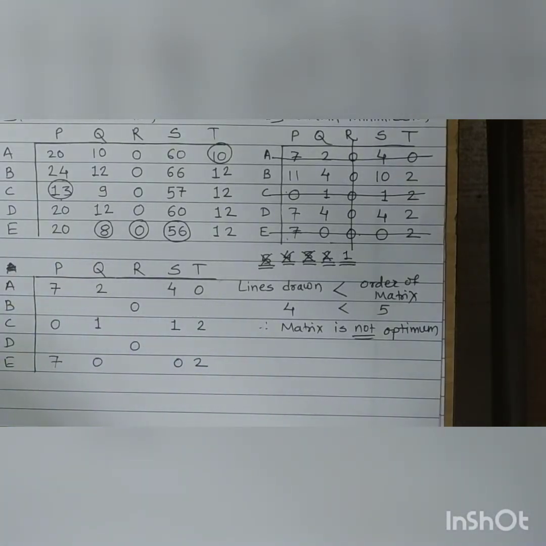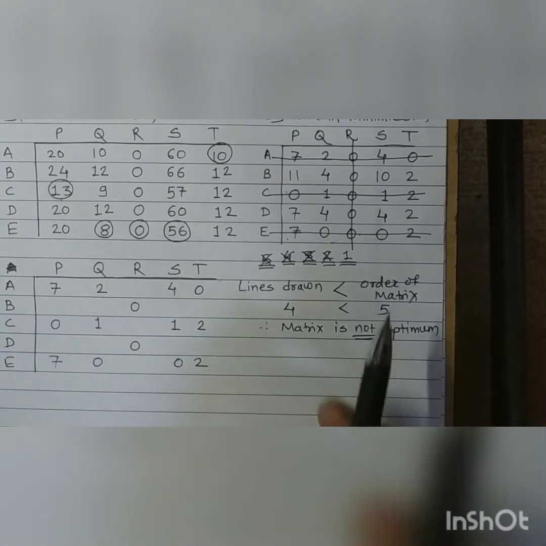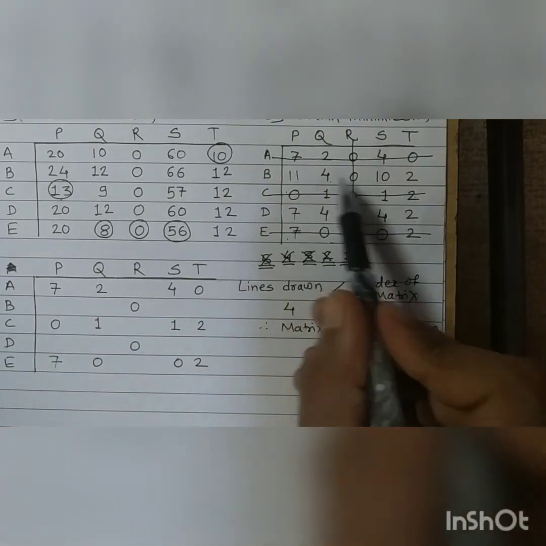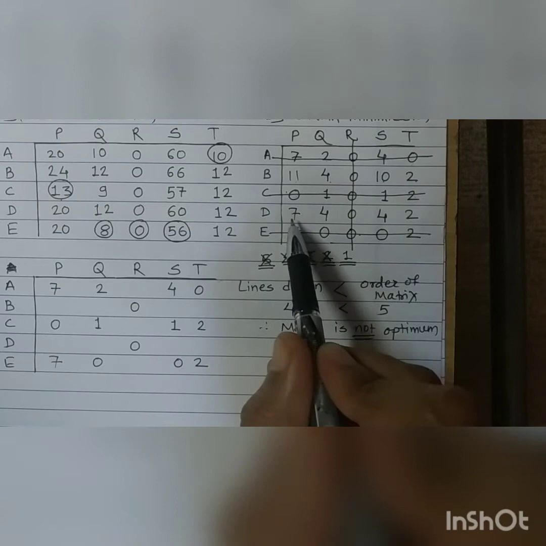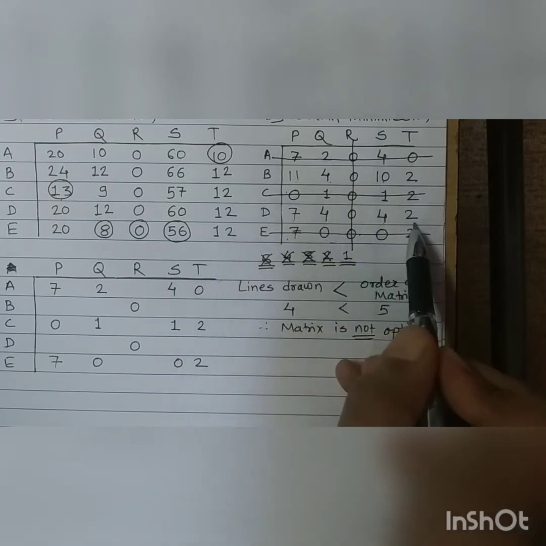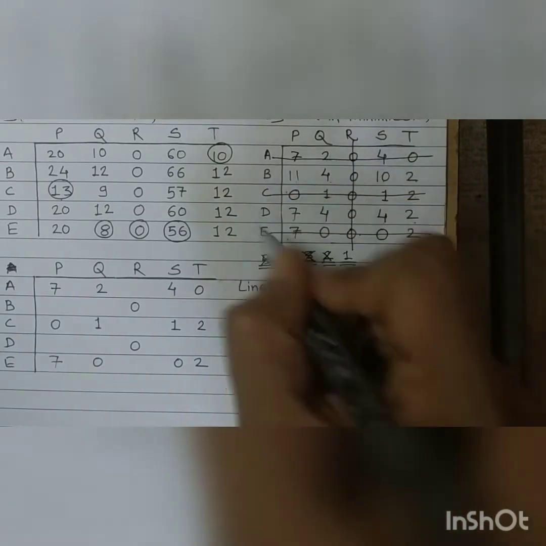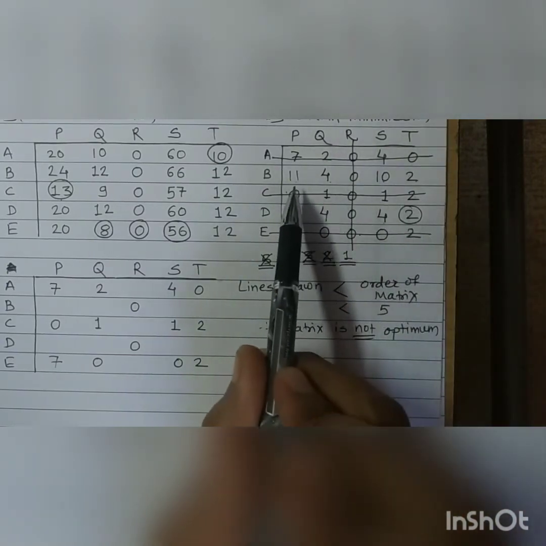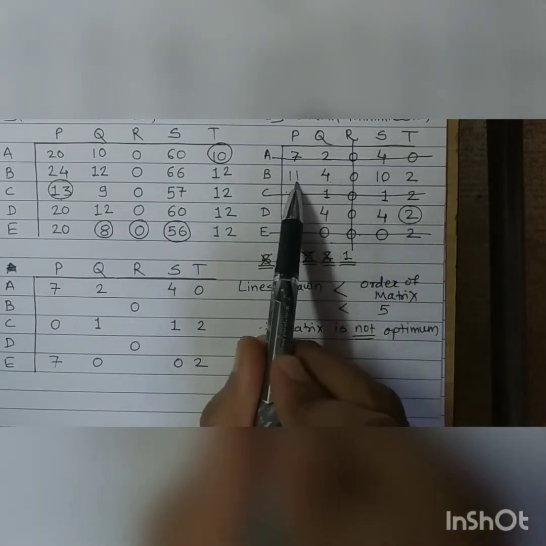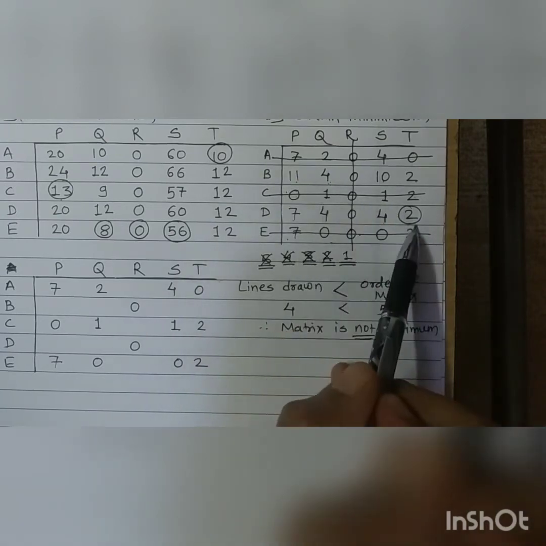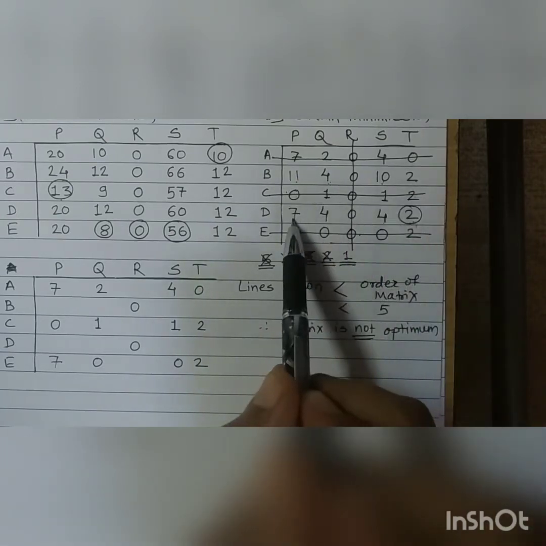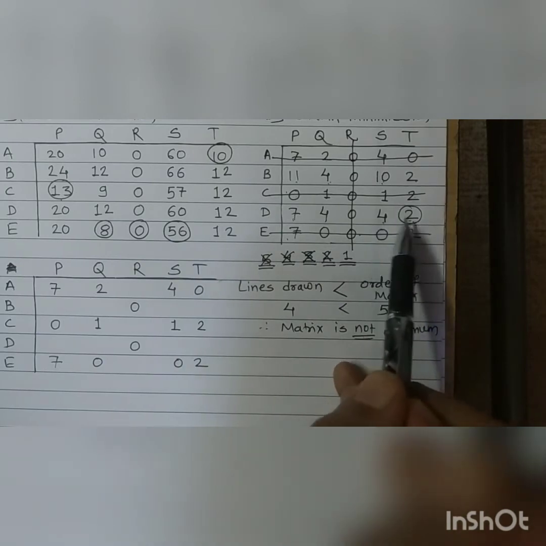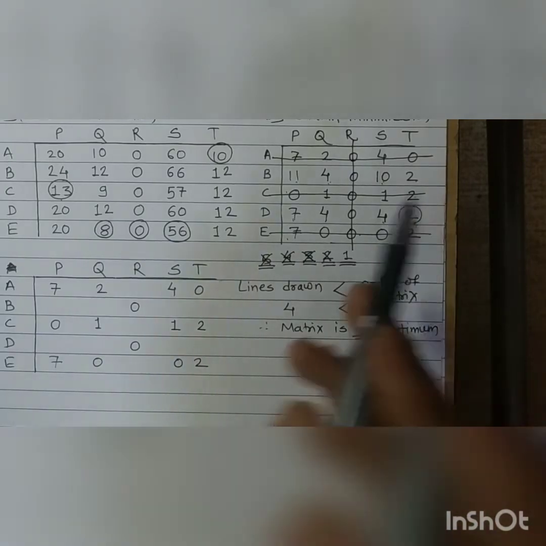After that, the elements which are not present on any line, that is 11, 4, 10, 2, 7, 4, 4 and 2. Select the smallest element in these elements. So 2 is the smallest element from this group. Now subtract 2 from each and every element. That is 11 minus 2, 4 minus 2, 10 minus 2, 2 minus 2, 7 minus 2, 4 minus 2, 4 minus 2 and 2 minus 2. Write down those figures here.